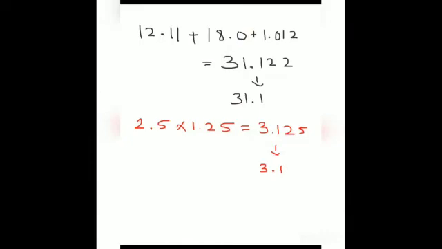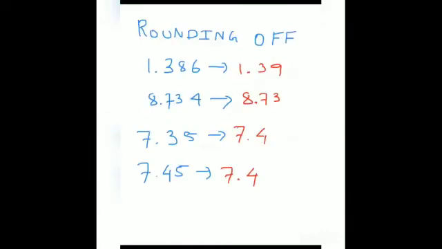Understand? So next, there are certain rules to be remembered while rounding off numbers. Points to be noted while rounding off the number. If the rightmost digit to be removed is more than 5, the preceding number is increased by 1. For example, 1.386 can be written as 1.39.